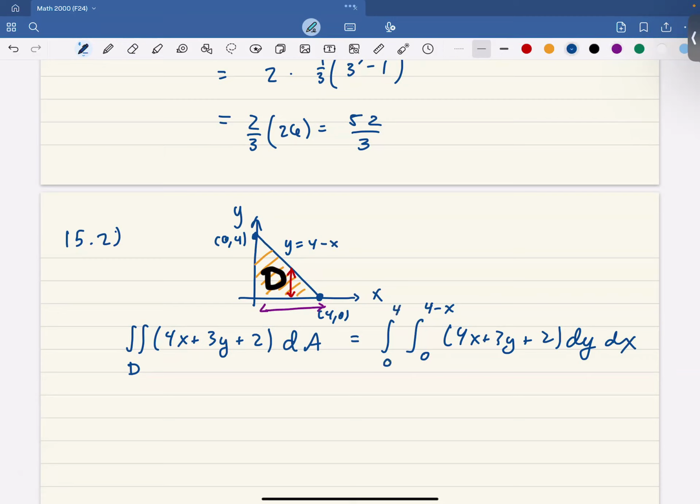So generally, this is how these will work in 15.2: the inner integral will depend on some variable, and the outer integral will have constants because we want a number. Now we're just going to treat this as an iterated integral like we did in the previous section. If we integrate with respect to y, we end up with 4xy plus 3 halves y squared plus 2y, and y is going to go from 0 to 4 minus x.